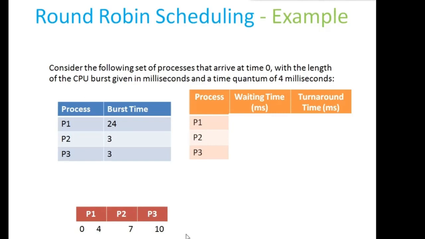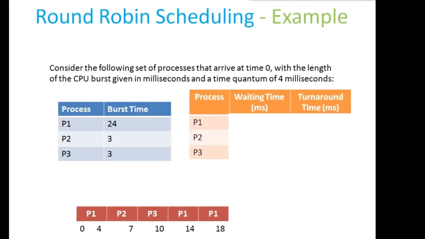11 to 14 milliseconds. Then again, since there are no other process in the ready queue, CPU will be allotted to the same process P1. Okay, so 15 to 18, and then again 19 to 22, then again 23 to 26. Sorry, not 26, it is 24. So 22 to 26 it takes, so totally the execution time is 24 milliseconds.